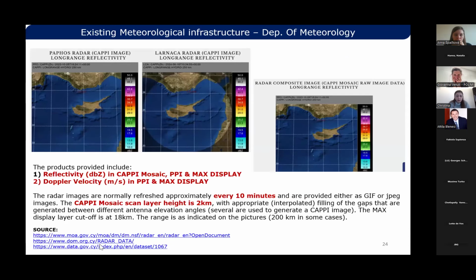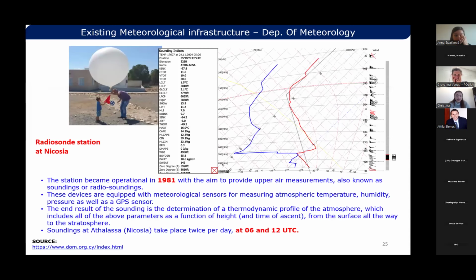The radar provides the reflectivity in a CAPPI mosaic and the Doppler velocity. The CAPPI mosaic scanner layer is 2 kilometers. And the images are updated every 10 minutes. The radiosonde at the capital city provides measurements only at 6 and 12 UTC, and we have data since 1981.